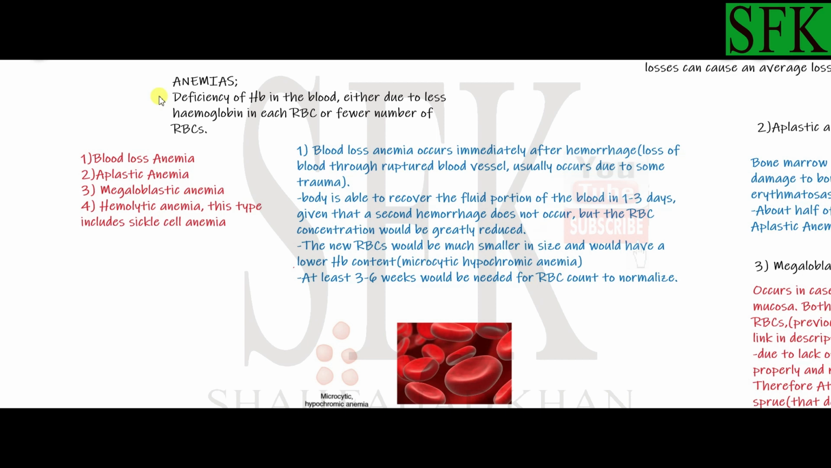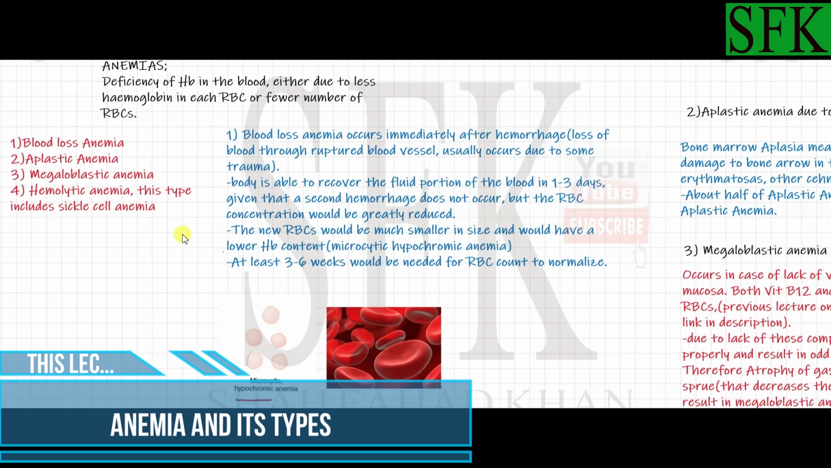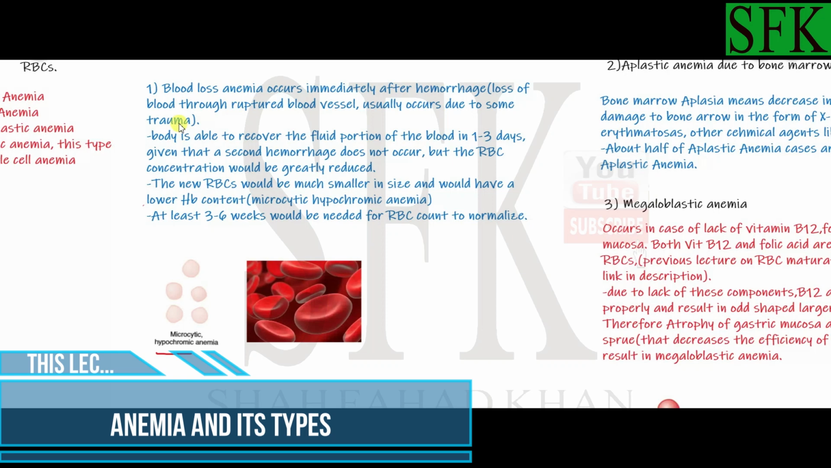The four major types of anemia that we are going to discuss in this lecture include blood loss anemia, aplastic anemia, megaloblastic anemia, and hemolytic anemia. This includes sickle cell anemia, which is a type of hemolytic anemia. We are going to look at them one by one in great detail. All right, so now let's start with blood loss anemia.